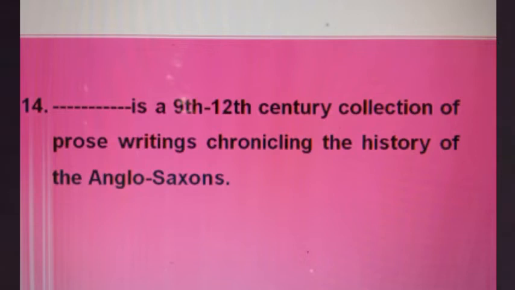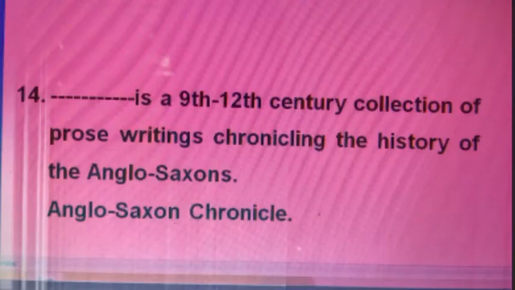Question number 14. Dash is a 9th to 12th century collection of prose writings chronicling the history of the Anglo-Saxons. Answer: The Anglo-Saxon Chronicle. The Anglo-Saxon Chronicle is a 9th to 12th century collection of prose writings chronicling the history of the Anglo-Saxons.